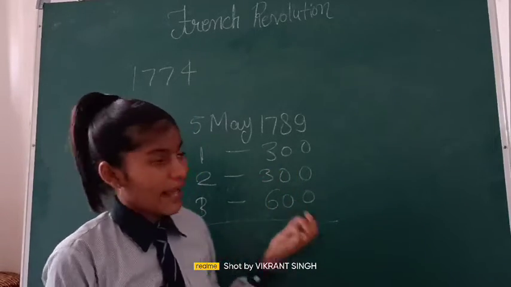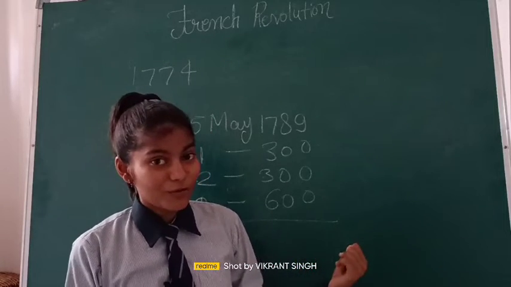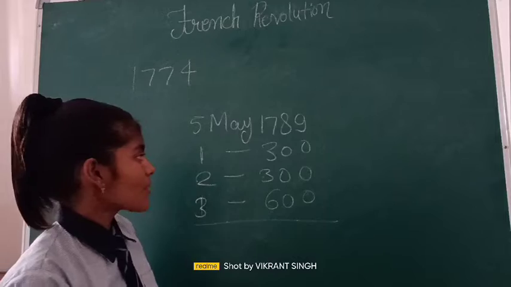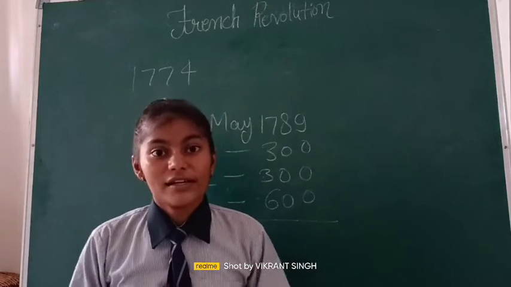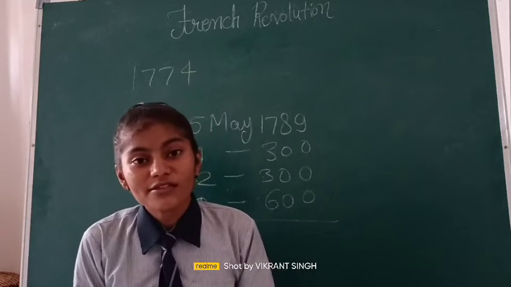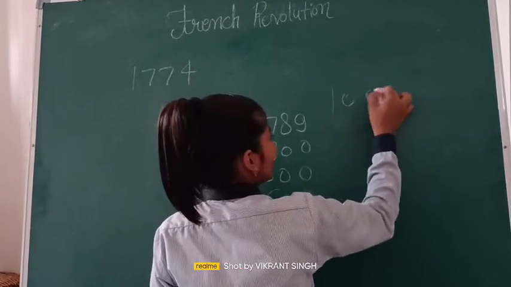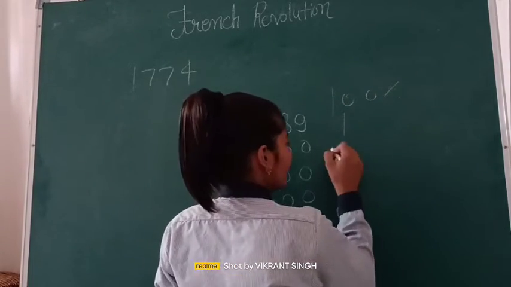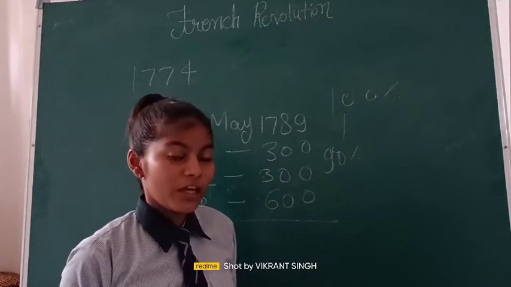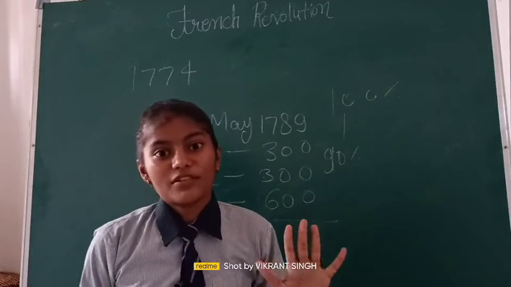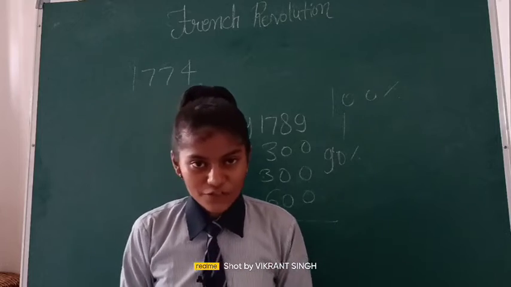Automatically, the third estate has the larger representation, but there is also a trouble for them. We will see what it is. Now, French society contained 90% peasants. If this is 100% of French society, then 90 will be the peasants, and of the remaining 10, like 5% will be the third estate. So only 5% were ruling France.